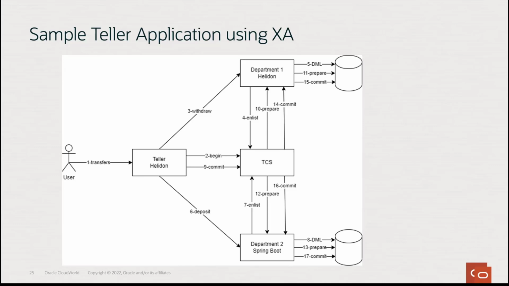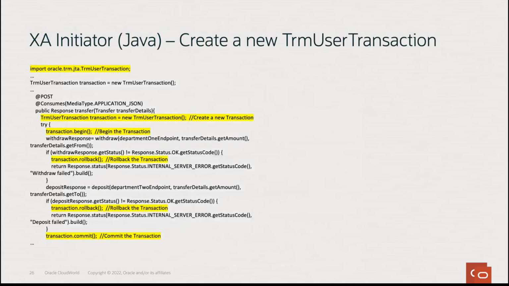So now let's investigate some example code to see that very minimal changes are required to use the MicroTx library in an application code. So first, we'll take a look at the XA initiator application. In an exit transaction, there is this initiator application that initiates the exit transaction, and an initiator microservice needs to only create the transaction boundaries by creating an instance of the TRM user transaction.